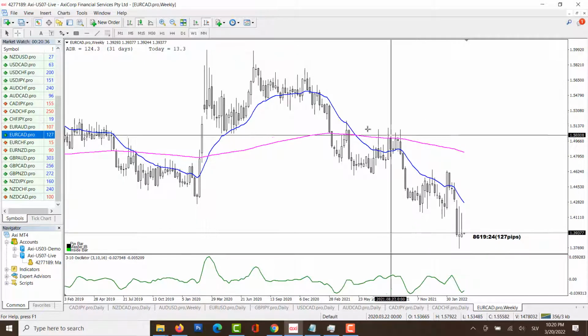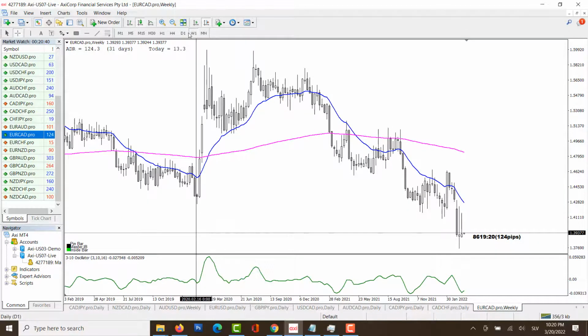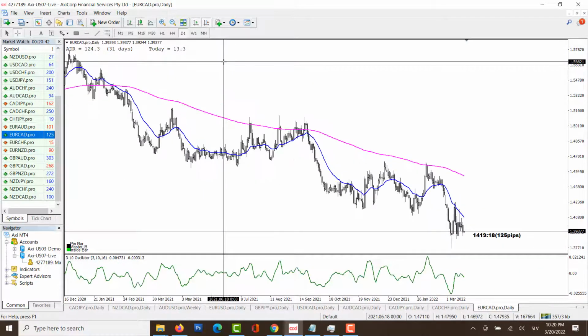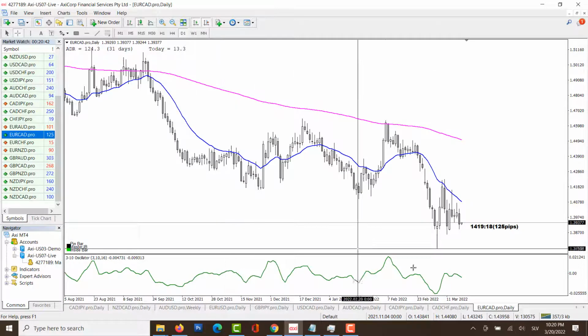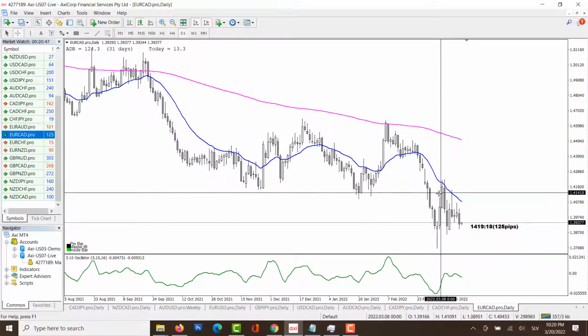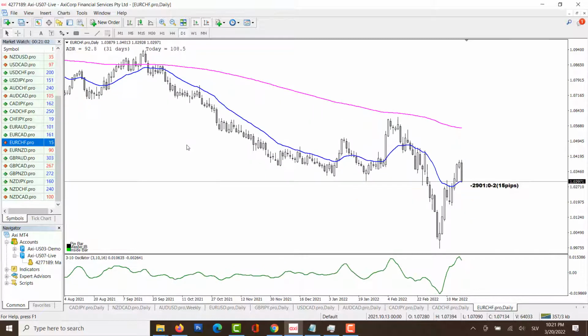Euro CAD continuing the downtrend on a weekly, pushing down, but let's take a look on a daily. It looks like a pretty messy chart. Yeah, price is breaking these lows. This is acting sort of as support resistance, but price is just fluffing up and down. So personally, I'm not interested in it at all.